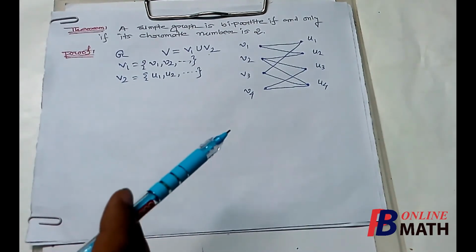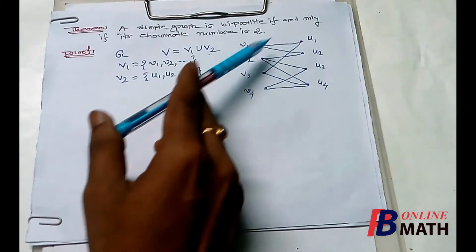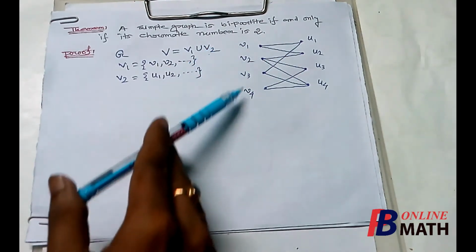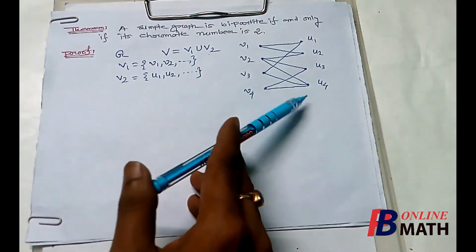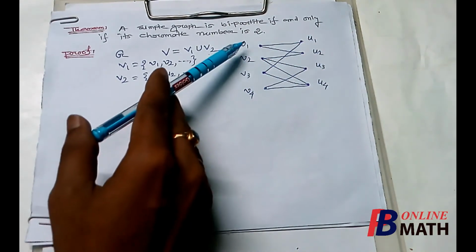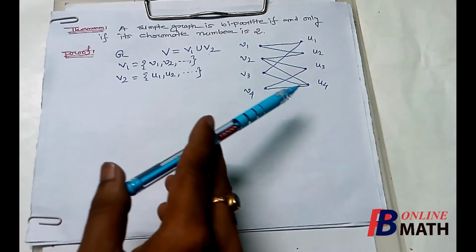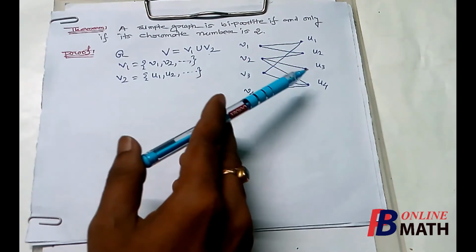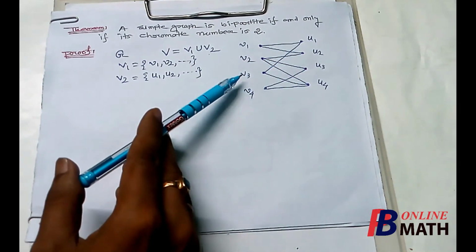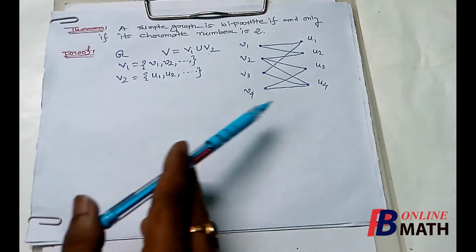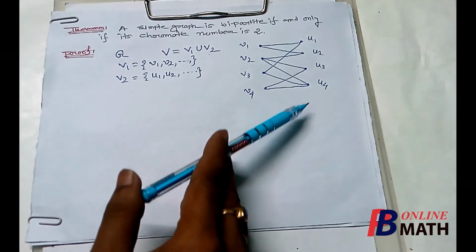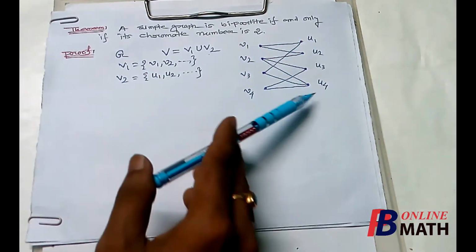So a bipartite graph will be like that. The set of vertices can be subdivided into two subsets. This is one subset V1 and this is another subset V2, such that any two vertices of V1 and any two vertices of V2 are not adjacent. So there does not exist any edge between any two vertices of V1, and also there does not exist any edge between any two vertices of V2.